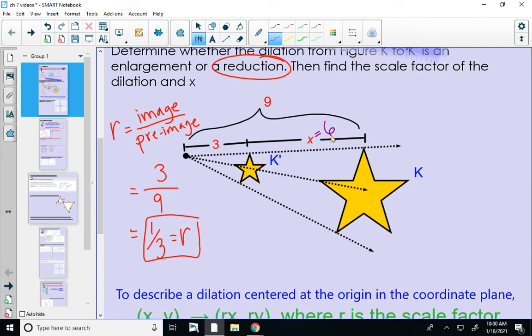So again, your formula for R, your scale factor, is always going to be your image divided by your pre-image. And you can double check your work when you're done. I got 1/3 and it was a reduction, so that makes sense that it's less than 1. If I had happened to do this problem and I got 3 or 3/1, I would know that I made a mistake and had my image and pre-image flip-flopped, because a reduction should have a scale factor less than 1 and an enlargement should have a scale factor more than 1.